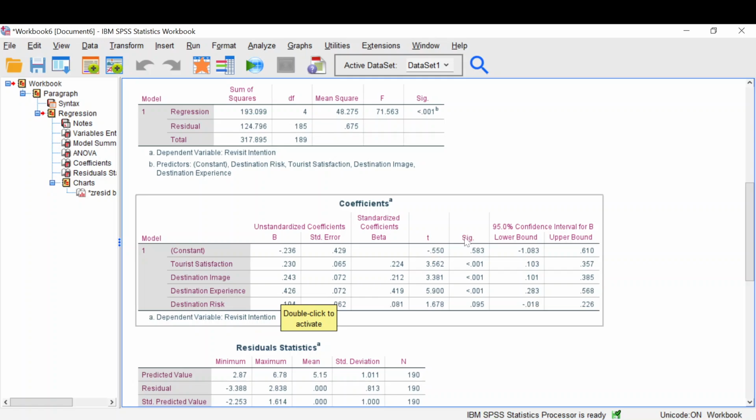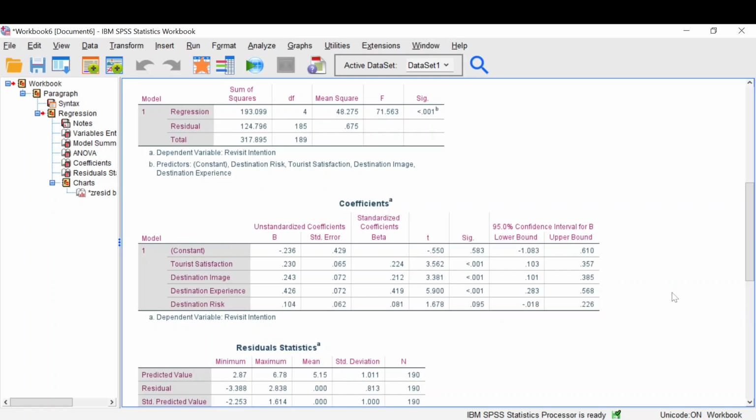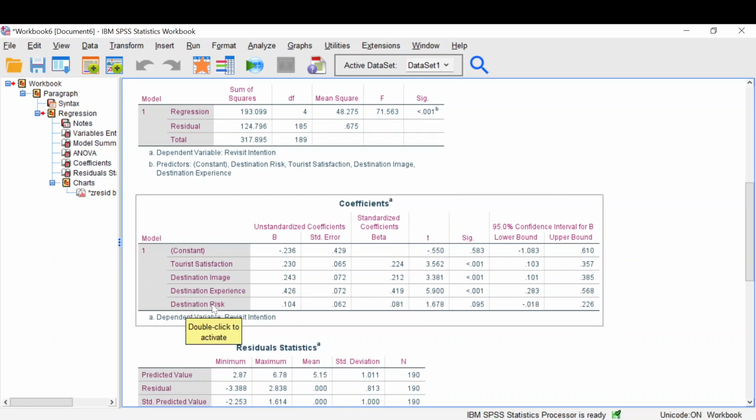Also of note is the significance level for destination risk is actually above 0.05. We would therefore need to conclude that destination risk on its own is not a strong indicator of the likelihood to revisit the destination. So if we were just looking at the linear relationship between risk and revisit intention, we would fail to reject the null hypothesis, and we would conclude that there is no linear relationship between risk and revisit intention. But luckily for risk, it's being grouped together with the others, which pull it back up into a significant overall result.